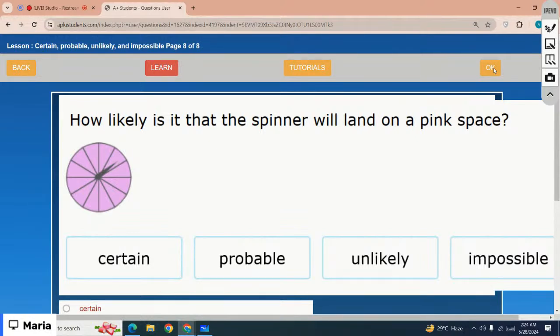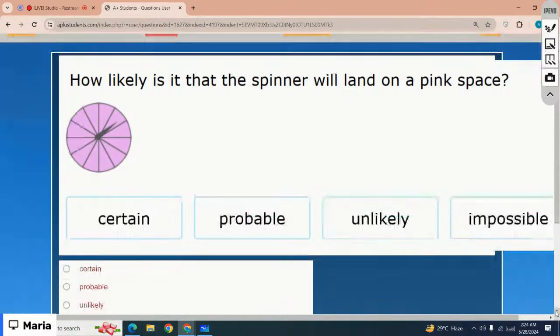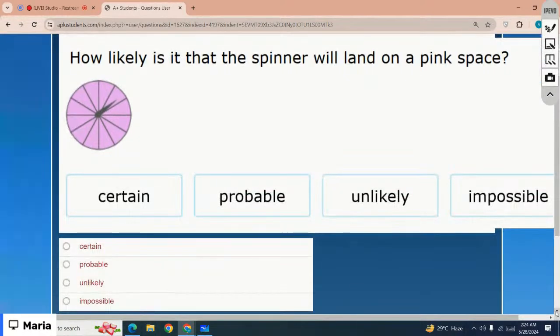How likely is it that a spinner will land on a pink space? Which is the correct option? Yes, certainly, because all the portions on the spinner are pink. So whenever you spin, you will land on pink space. So the correct option is certainly.